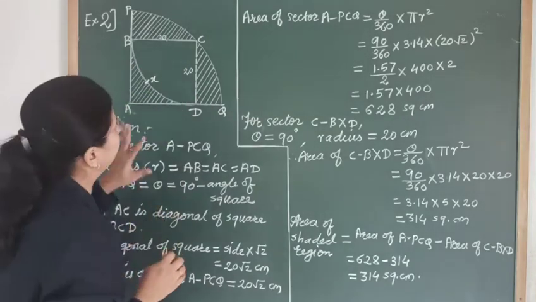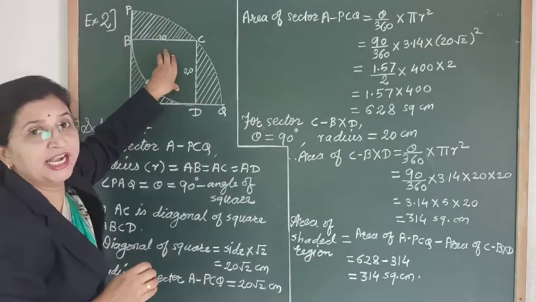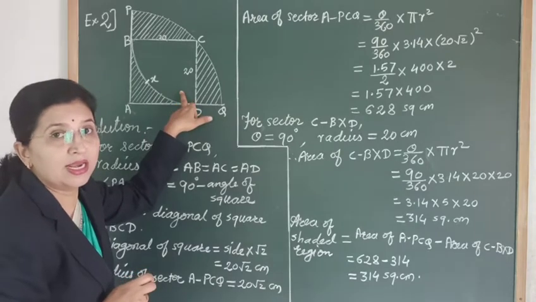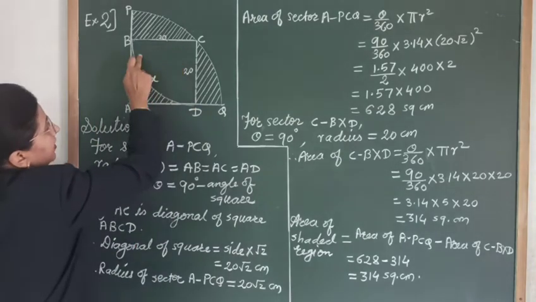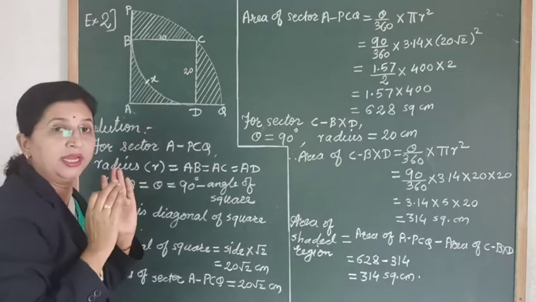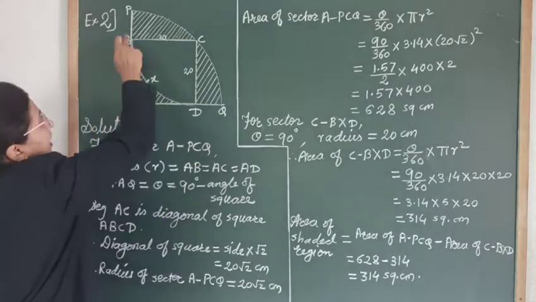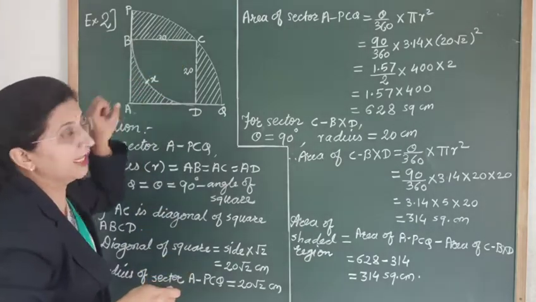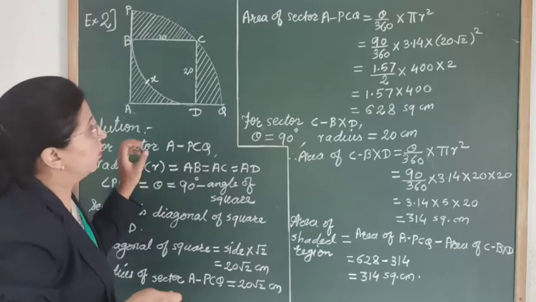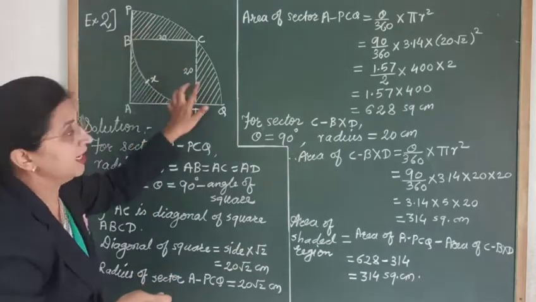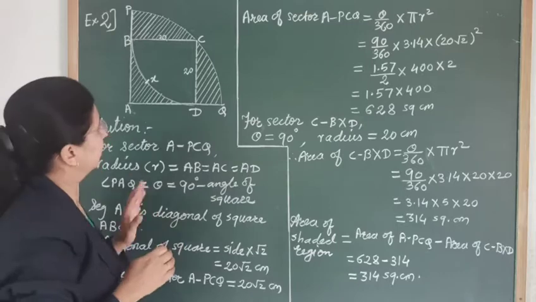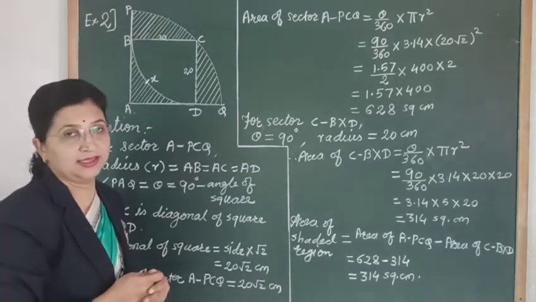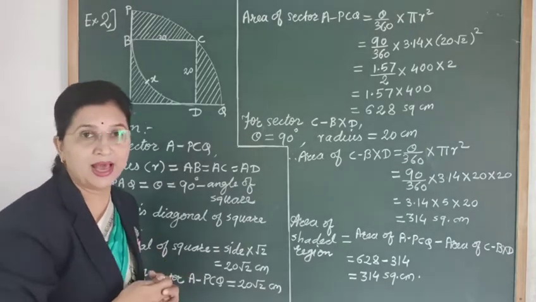Now if you observe, this unshaded region is nothing but a smaller sector. See here, you can see this is a smaller sector. So if we take out the area of this larger sector, and from that remove the area of the smaller sector, we'll get the area of the shaded region. For the larger sector, we use the formula to find the area of a sector, that is theta upon 360 into pi r square.